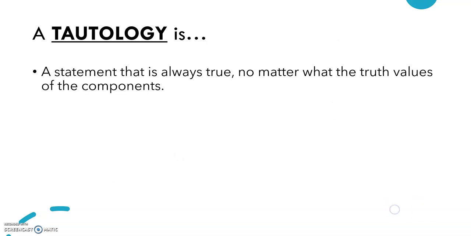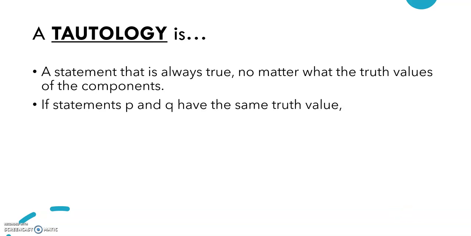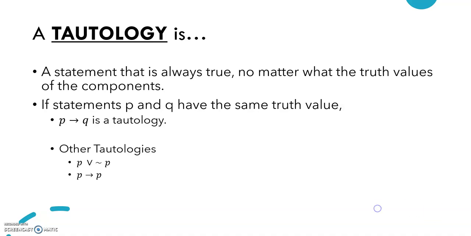A tautology is a statement that is always true, no matter what the truth values of the components. If statements P and Q have the same truth value, P implies Q is a tautology. Other tautologies: P or not P, or P implies P.